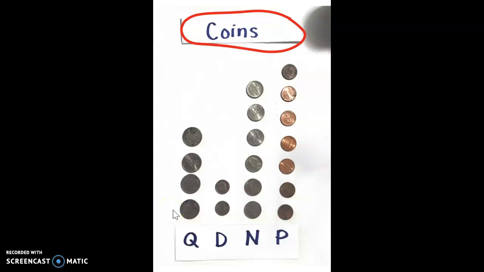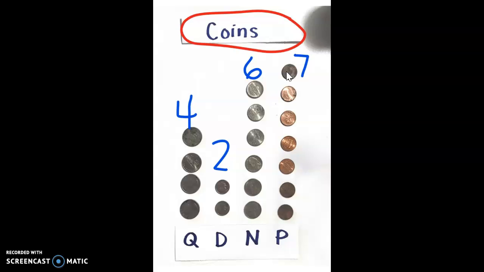Okay, let's count these quarters first. 1, 2, 3, 4. I have 4 quarters. Let's count these dimes. 1, 2. 2 dimes. Let's count some nickels. 1, 2, 3, 4, 5, 6. 6 nickels. And now the pennies. 1, 2, 3, 4, 5, 6, 7. 7 pennies.